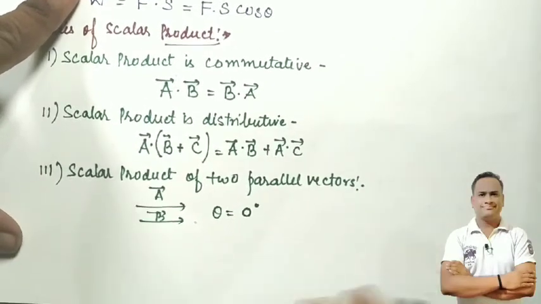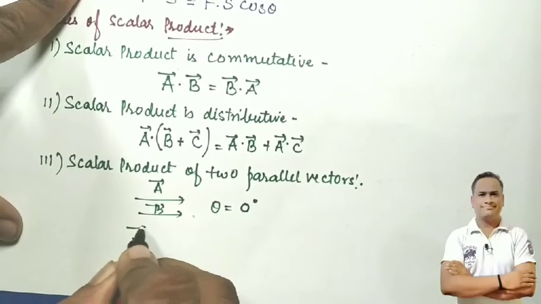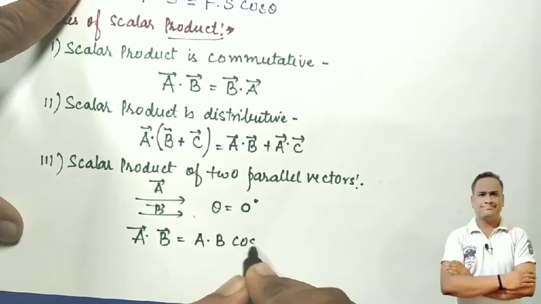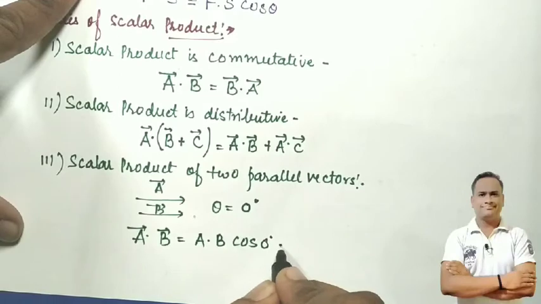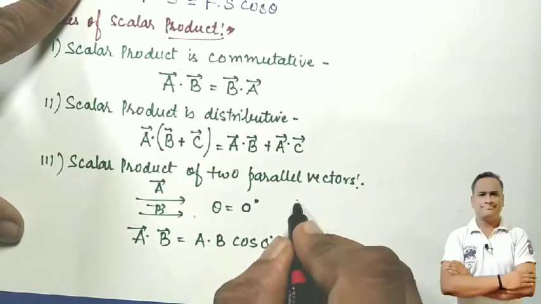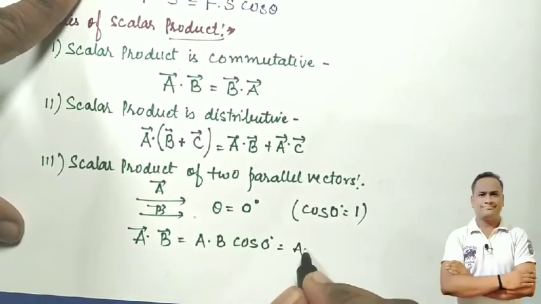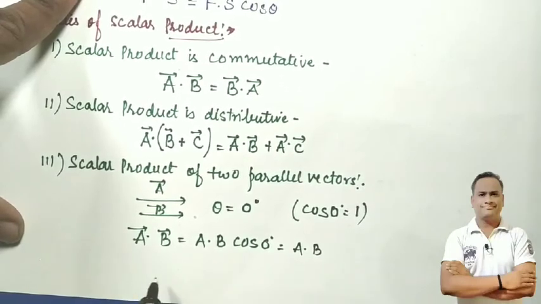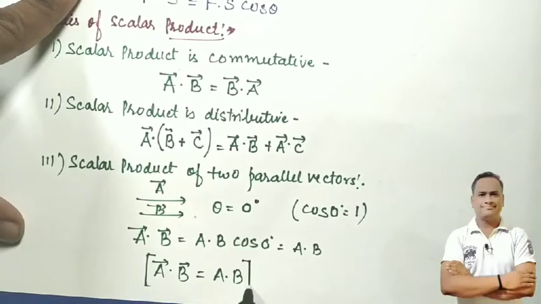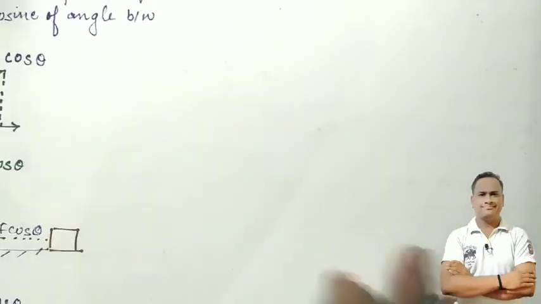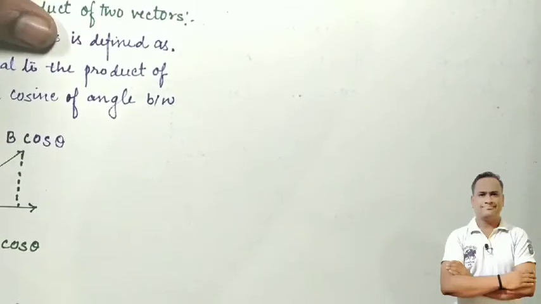So in order to calculate the product, we write vector A dot vector B is equal to AB cos theta, and here theta is equal to 0 degree, and since cos 0 is equal to 1, it will be A dot B equals AB. Okay students, it means that when the two vectors are parallel to each other, then their scalar product will be only the product of their magnitudes.